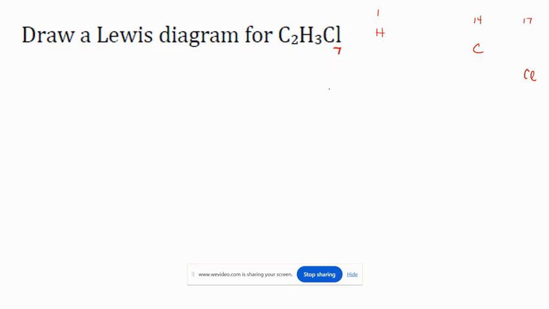Hydrogen has how many? 1. And I have 3 of them. So 1 times 3 is 3. And carbon has 1, 2, this is 13. So 1, 2, 3, 4 for carbon. But I have 2 of them. So how many do I have? 8. Okay. We are going to add these up, and that's how many electrons we have to work with.